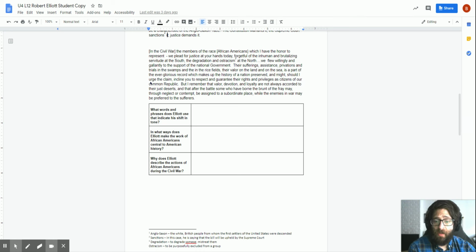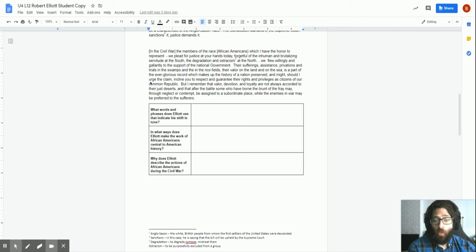In what ways does Elliott make the work of African Americans central to American history? So the idea here is Elliott is making clear that former slaves are super important to what has happened so far for Americans in American history. What examples does he give to back that point up?